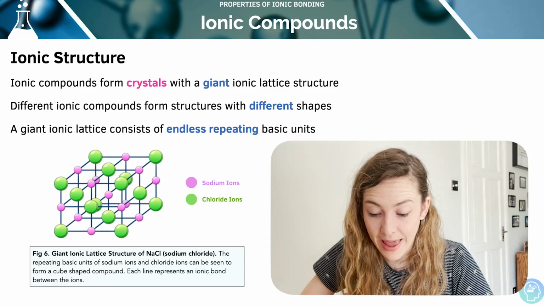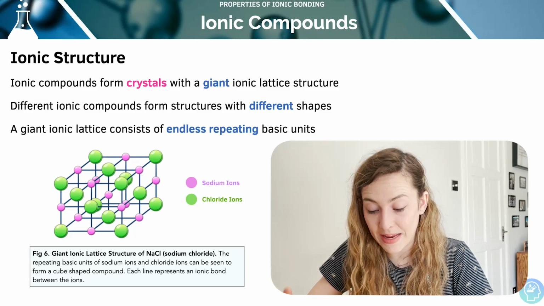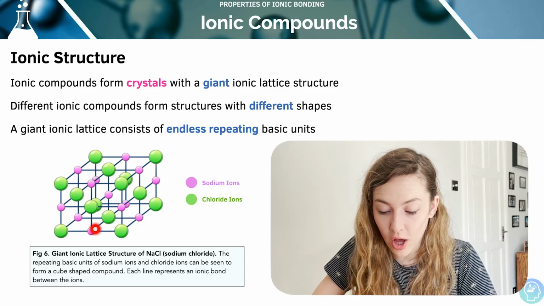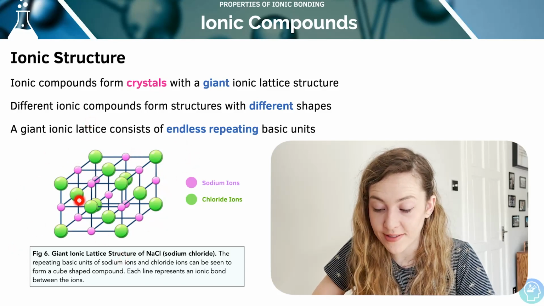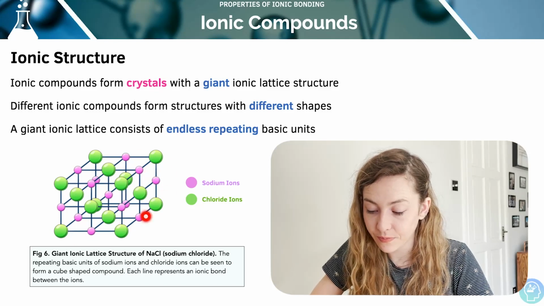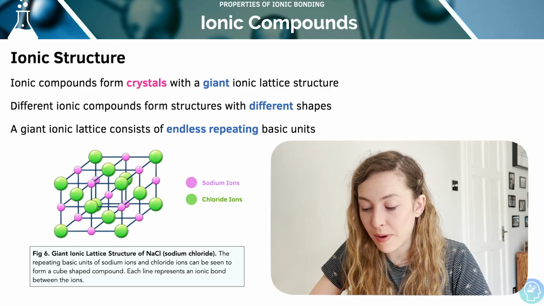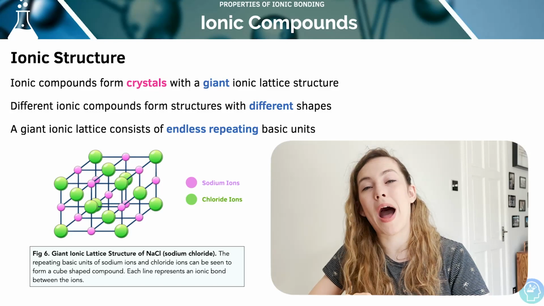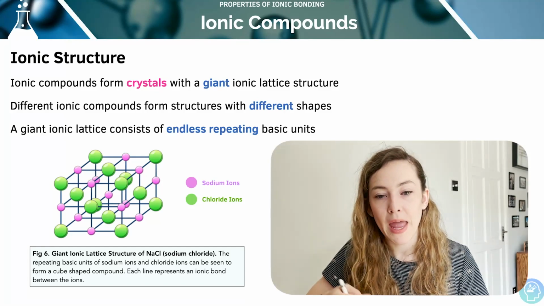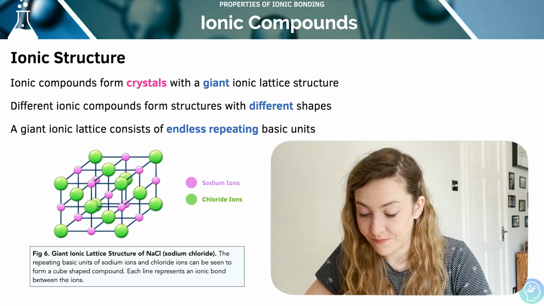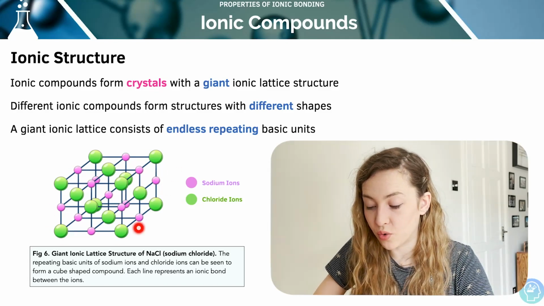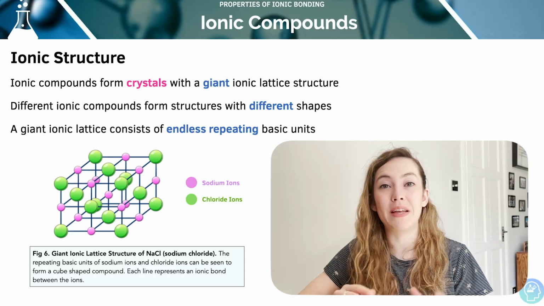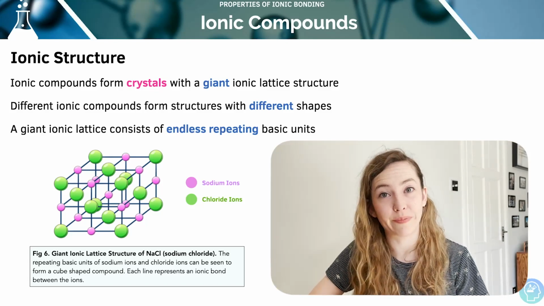And that's what we mean by it consists of endless repeating basic units. So I've got quite a few units here of Na and Cl, but this can go on and on into the distance. I'm just showing you a section of that. Some ionic compounds form giant ionic lattices that will have cube shapes mostly. However, some have slightly different shape structures. And the reason we have that regular arrangement is because the crystals are made of exactly the same repeating units, just sodium and chlorine.